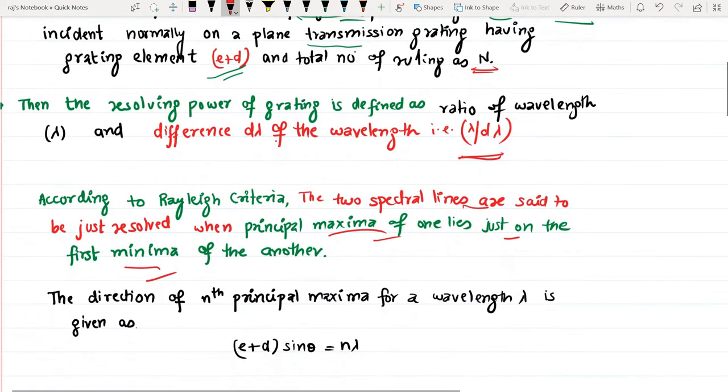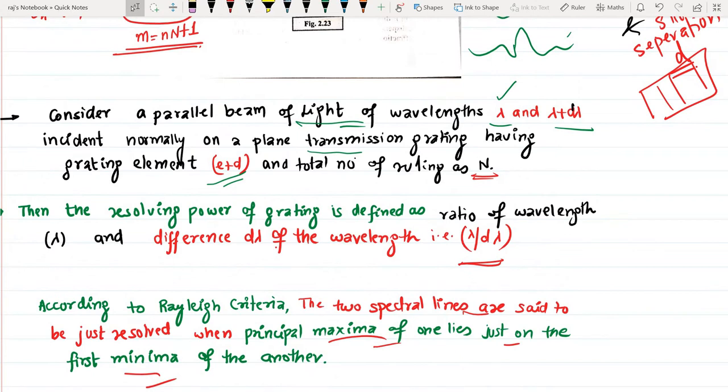Since we are talking about the grating, we have N number of slits. In the previous lecture we derived the expressions for the principal maxima of nth order and the minima of the nth order. We will use those equations and calculate the ratio lambda by d lambda. That will give us the resolving power of the diffraction grating.